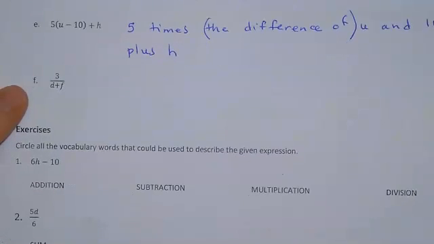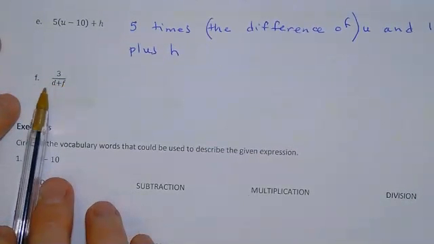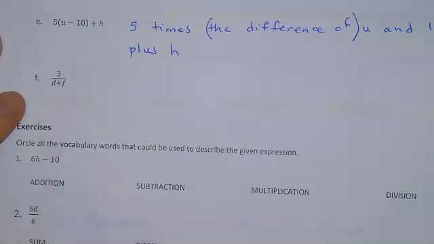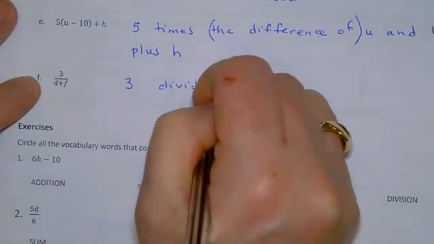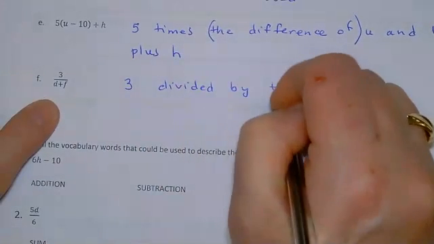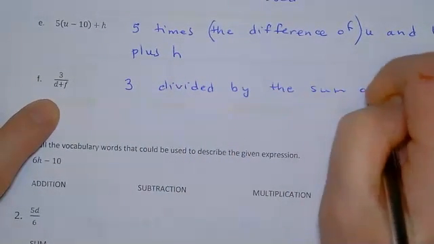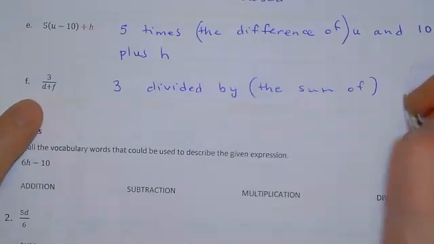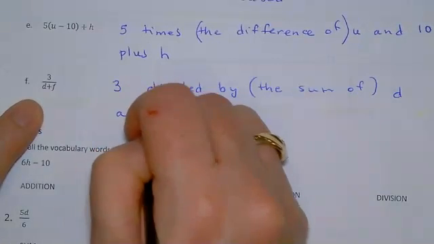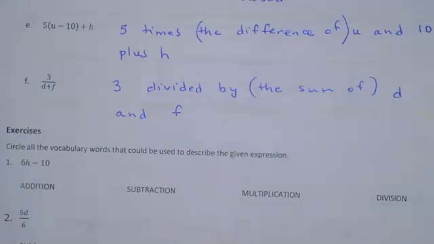Okay, here's another one. It's 3 divided by not just D, but D and F both. So watch this. Ready? 3 divided by the sum of, because what does the sum of mean? Sum means I'm adding. The sum of D and F. It makes sense. We're going to spend a little more time, not to worry.